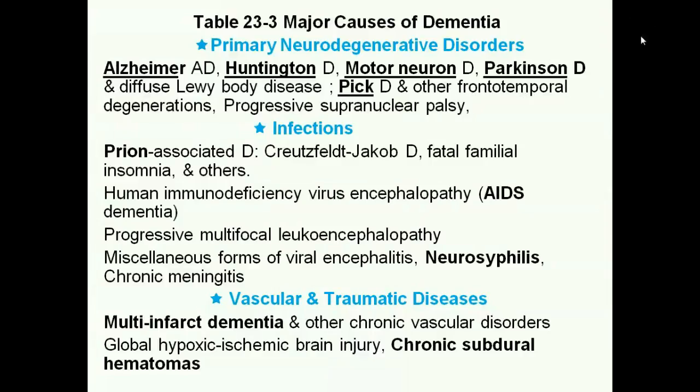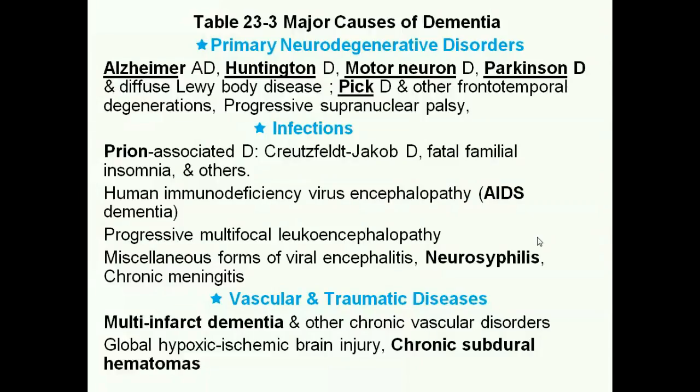Now, vascular and traumatic diseases, which we're going to talk about in a moment, like multi-infarct dementia and other chronic vascular disorders like global hypoxic ischemic brain injury. When the blood flow to the brain is largely decreased, that's going to affect brain function and may cause dementia. It could also be caused by chronic subdural hematomas, and the doctor reminded us that the cause of subdural hematomas is rupture of a bridging vein.